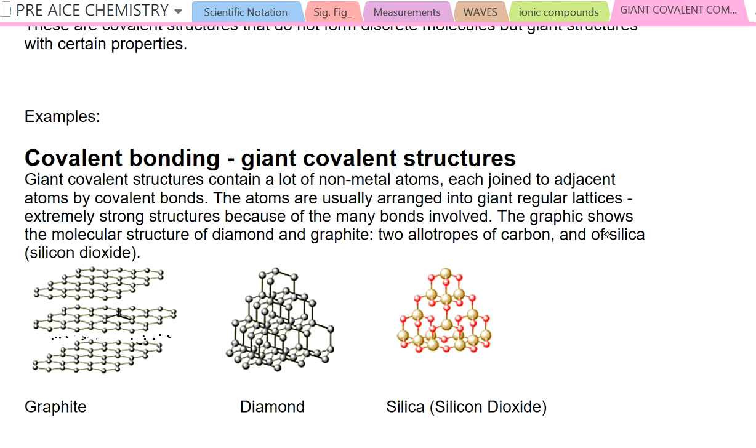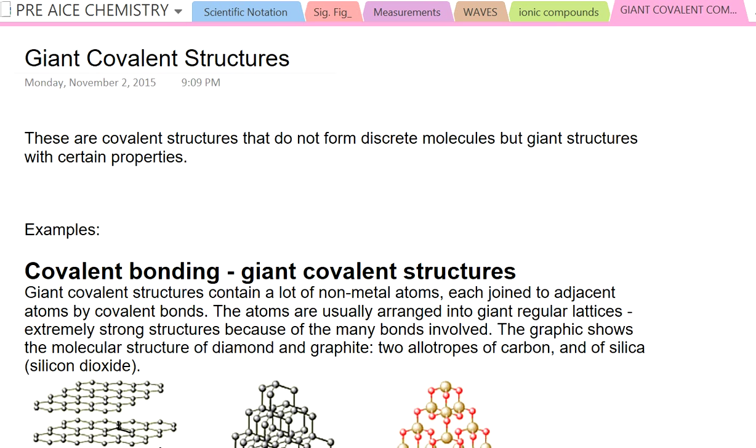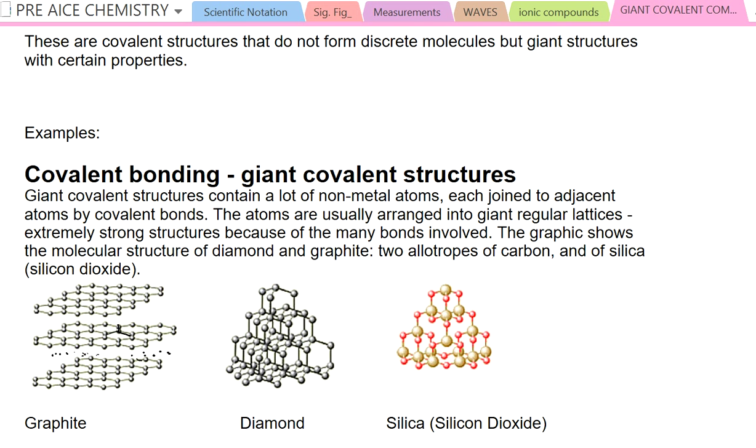Okay, we are going to talk about giant covalent structures or giant covalent compounds. We say giant covalent structures and not compounds because one of the most important ones is made of only one kind of atom, so we cannot talk about a compound. Yes, the giant covalent structures are atoms that are bound together by covalent bonds, but not forming only discrete molecules.